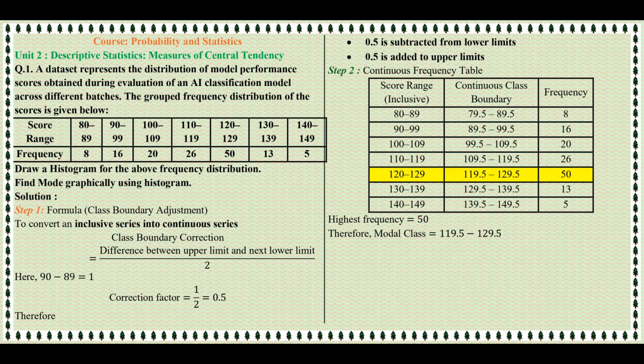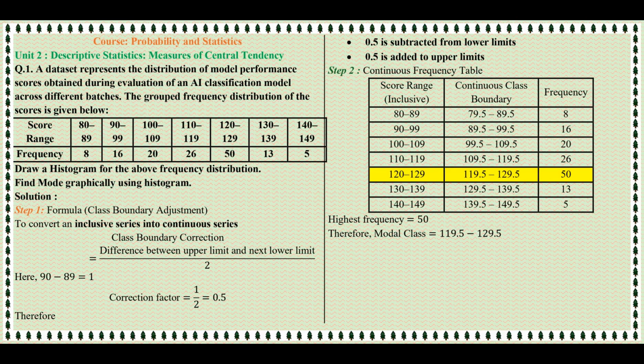Now imagine a real-life situation. Suppose an AI model is tested on different batches, and each batch gives a score. Some batches perform average, some excellent, and some poor. We want to know which score range appears the most frequently. That most common score is called the mode. Instead of calculating directly, today we will see the mode using a graph. That's the beauty of statistics. Now let us begin step by step.